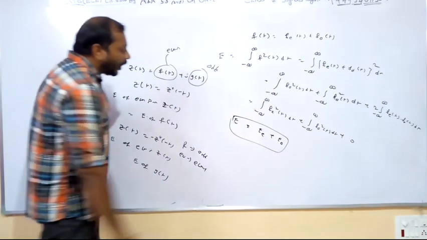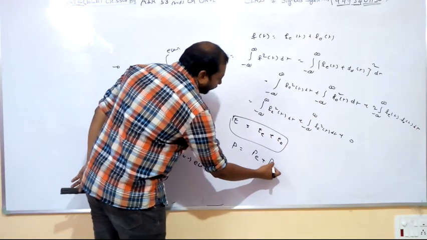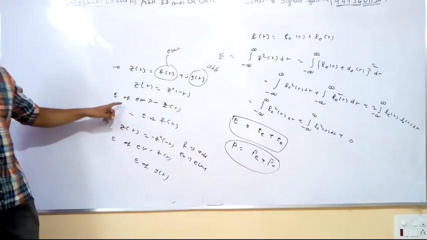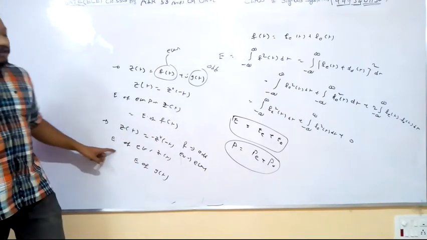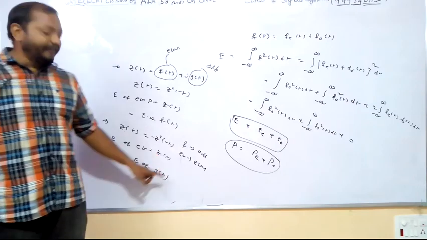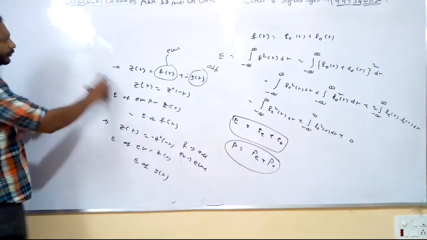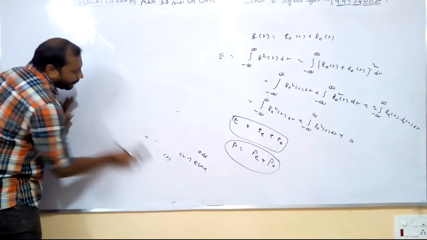Remember this: the energy of the signal equals the energy of the even component plus the energy of the odd component of the signal. Similarly, the power of the signal is equal to the power of the even component plus the power of the odd component. Here also the power of the even part of z of t is nothing but the power of f of t, and the power of the odd part is the power of g of t. No need to calculate separately.